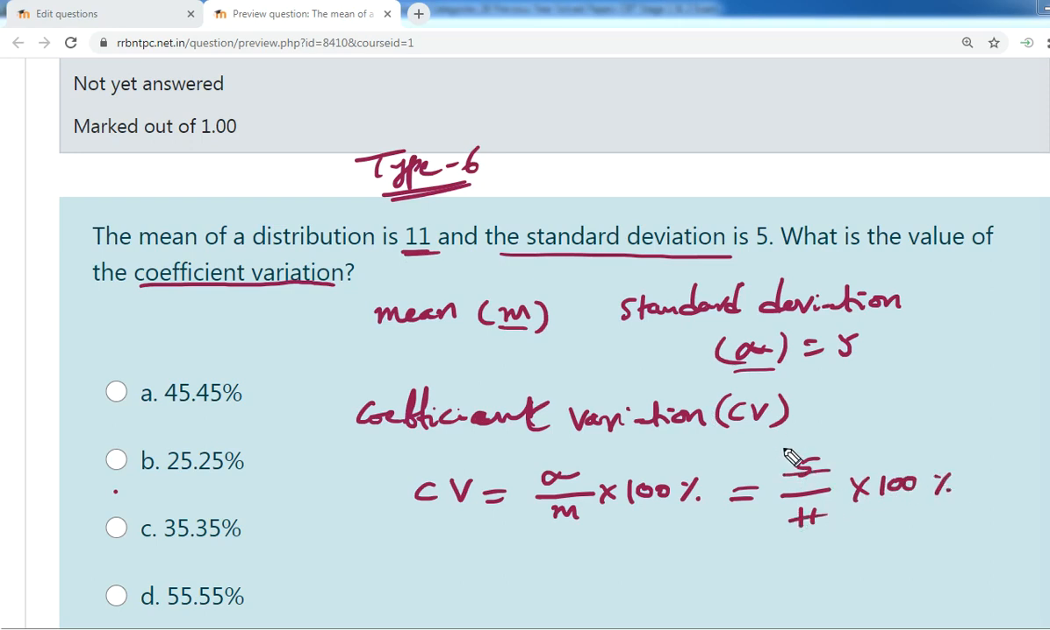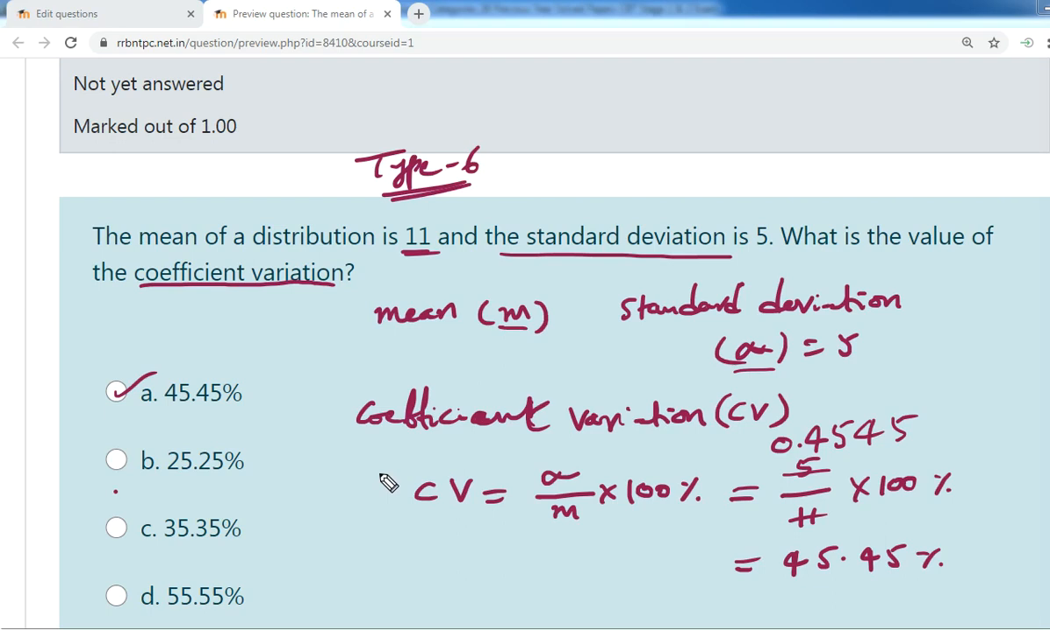So 11 ones are 11, 11 fours are 44, 11 sixes are 66, 11 fives are 55, and so on. Like this it will continue. So into 100 means 45.45%. So this is the coefficient of variation value.